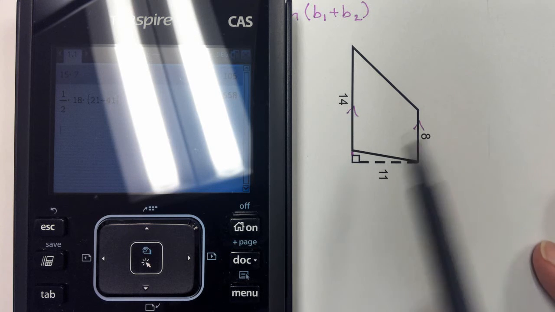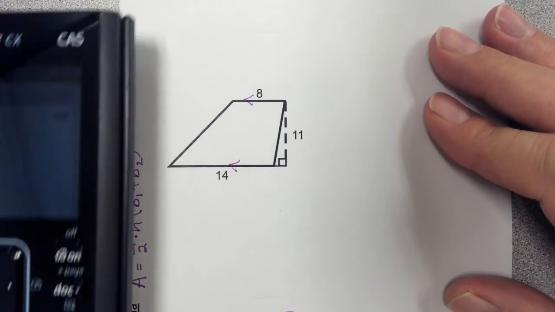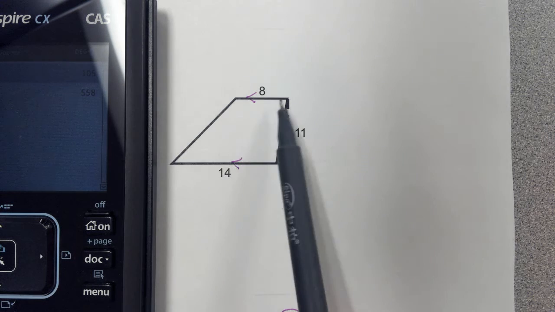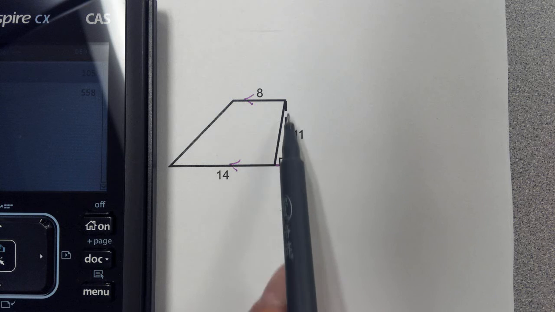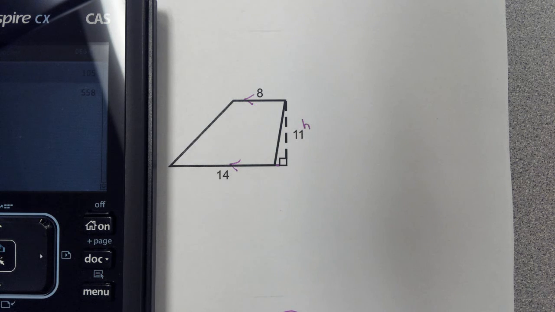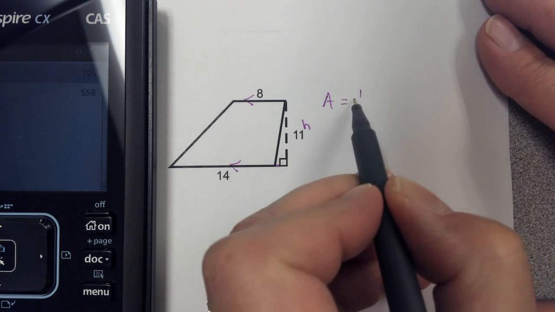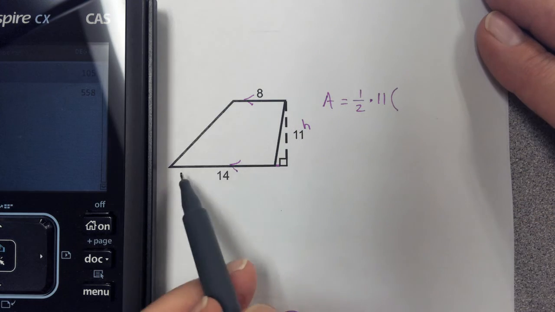If you find it hard to look at in this orientation, it's really easy to fix. Turn it around and look at it this way. Your paper will turn. It doesn't take a lot of work to do it. So if you want to look at it from this perspective, 14 and 8 are the bases, and the perpendicular distance between them, the right angle distance between the bases, is 11. So 11 is our height. And then we substitute into the formula. So area equals 1/2 times the height of 11 times 8 plus 14.